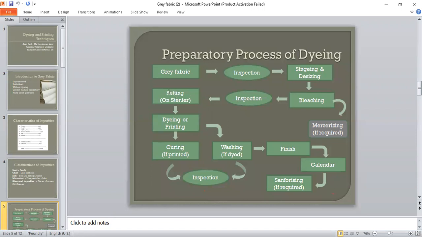Then for the setting, which is done on the stenter machine. There is a machine called stenter machine. After that, it will go for the dyeing or printing. It all depends on which type of fabric we want. Either we want the fabric which is properly dyed or printed fabric.